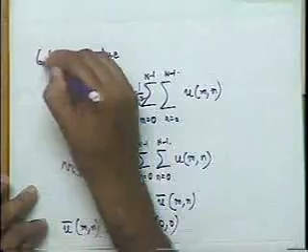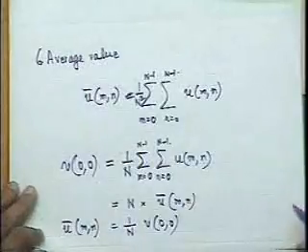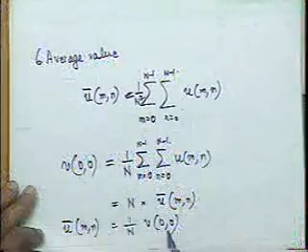So this is our sixth property, relating the average value to the V00.